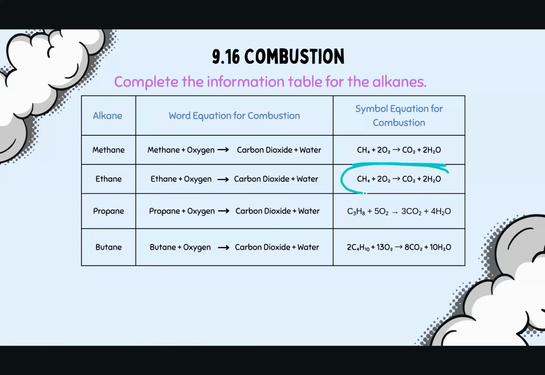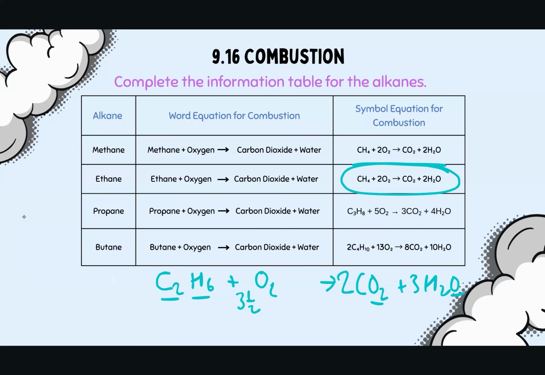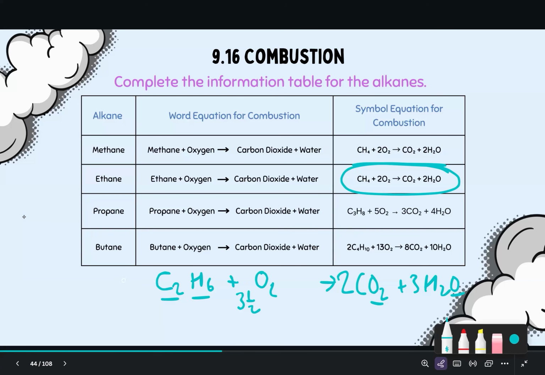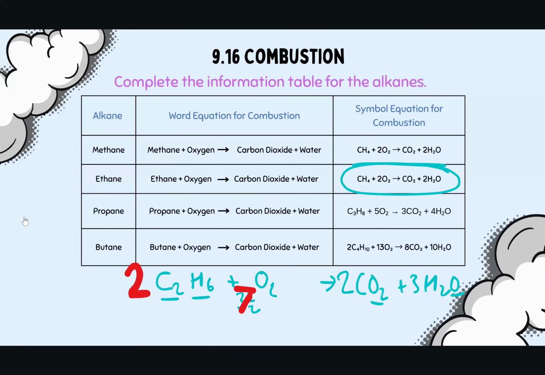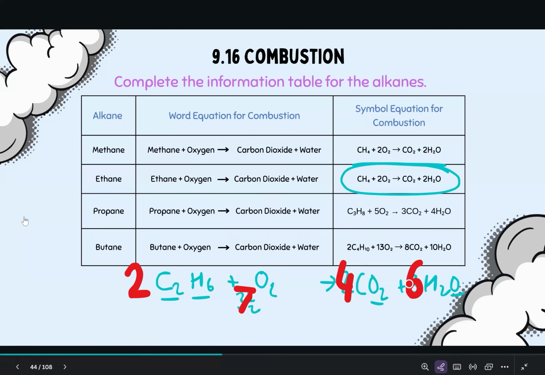Now, this one is incorrect because that should be C2H6. Now, C2H6 plus oxygen gives us, because we've got two carbons, 2CO2. And because we've got 6 hydrogens, it's going to give us 3H2O. So altogether, that's 2 times 2, that's 4 oxygens, and 3 times 1, so 7 oxygens. So that's going to be 3.5 oxygens. We can just double everything, so we can have 2 of these, 7 of these, 4 of these, and 6 of these waters.